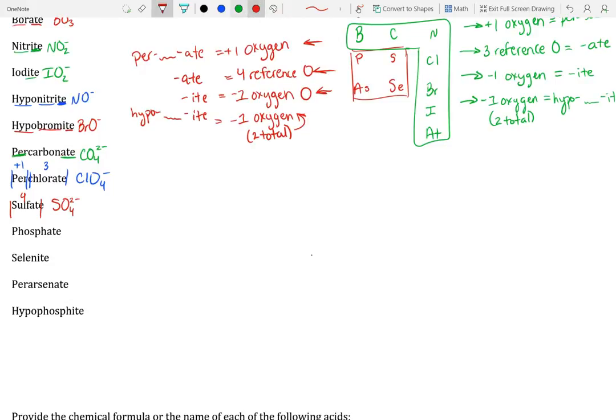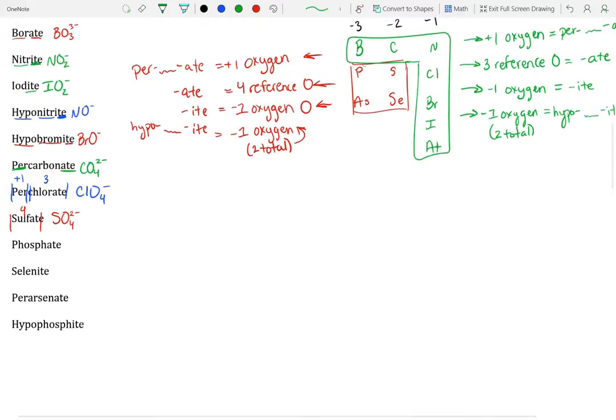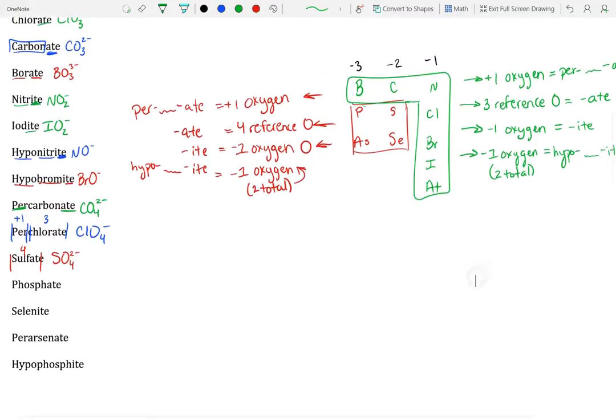Now phosphate. Let's move on to phosphate. Where's phosphate? Right there, isn't it? That right there is phosphate. Let me go expose the charges.